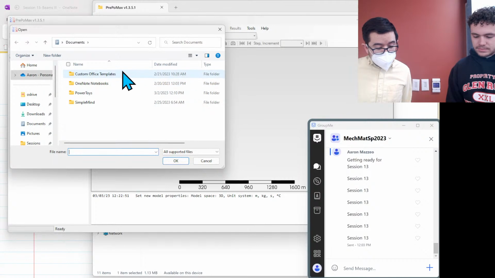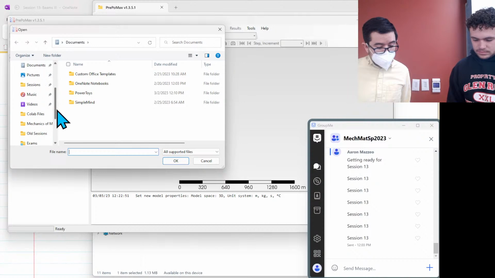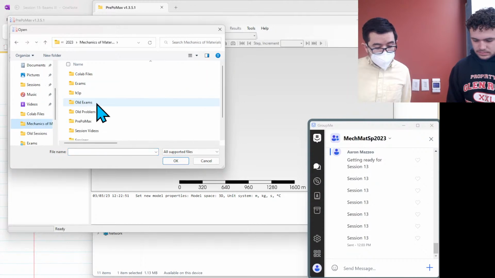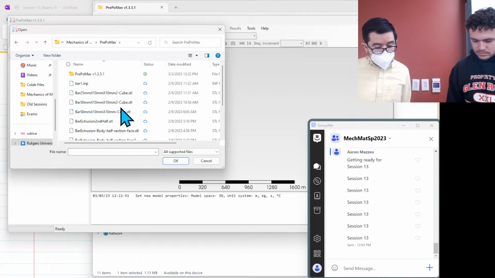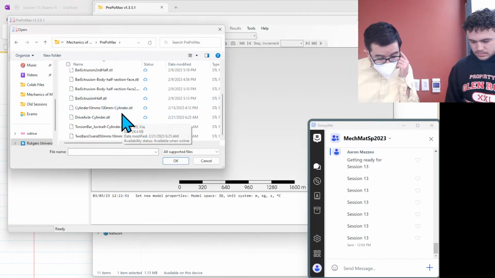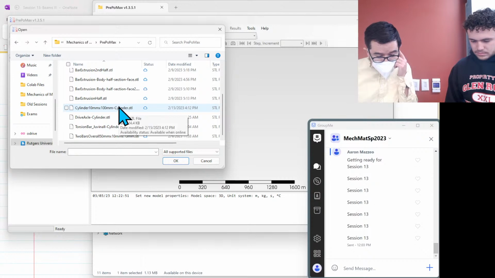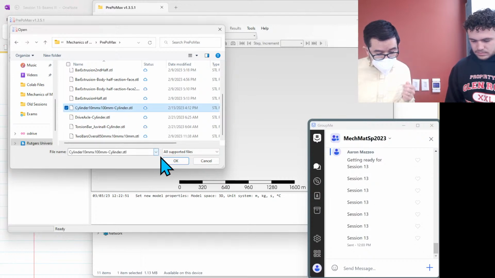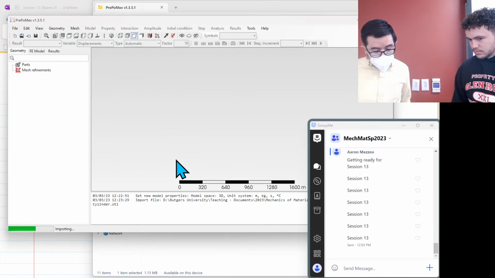Now, I don't even know where I left mine. I might have to go to FreeCAD to do it again. Let me see if I can find mine. Sure, this is a cylinder. This will probably come in. Let's see what it looks like. I'm not 100% sure.